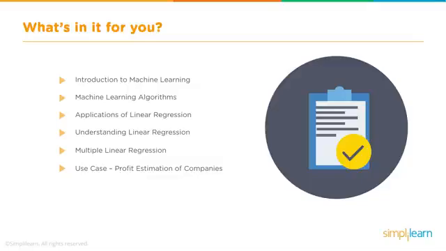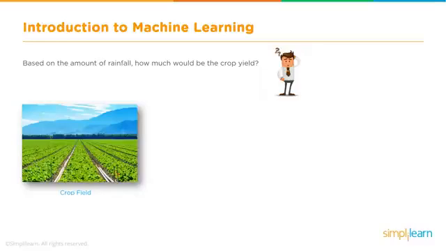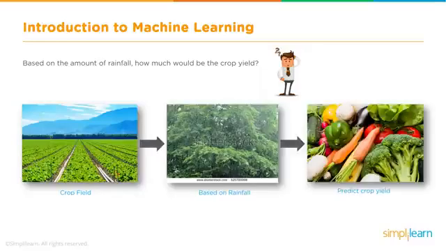Let's start with our introduction to machine learning, along with some machine learning algorithms and where that fits in with linear regression. Let's look at another example of machine learning. Based on the amount of rainfall, how much would be the crop yield? So here we have our crops, we have our rainfall, and we want to know how much we're going to get from our crops this year.